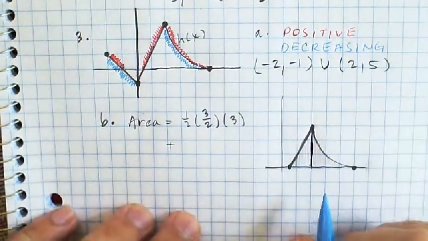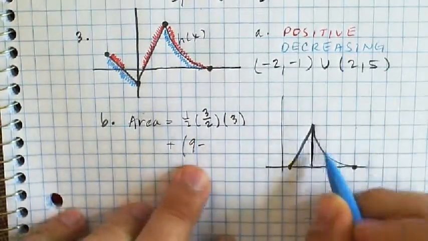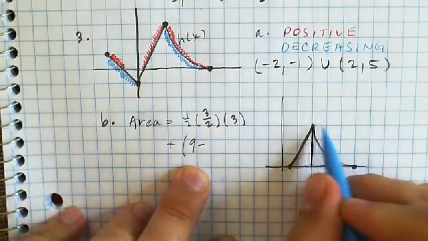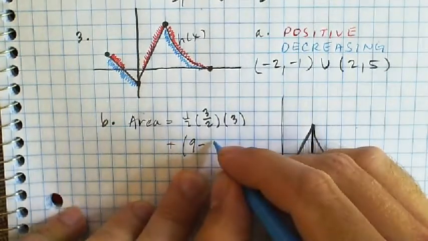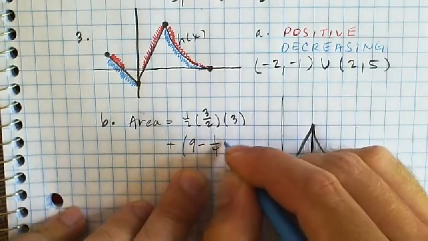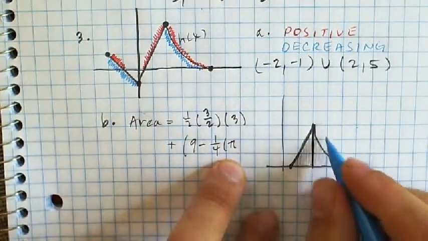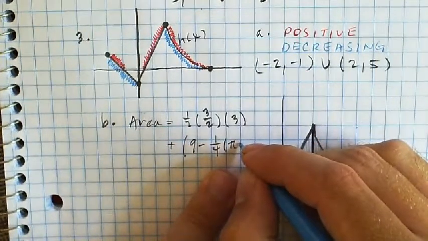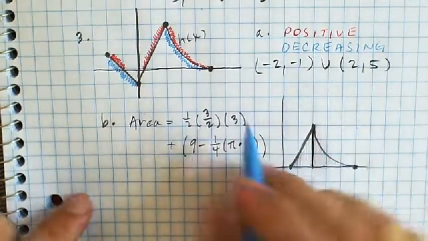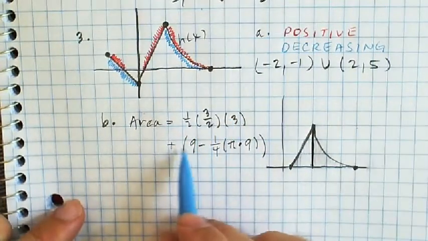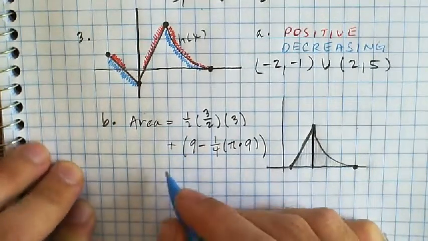All right, so plus, it's going to be 9 minus, right, the whole square of 3 by 3 is 9, minus the quarter circle. So it's a quarter of pi times r squared. Well, r is 3 in this case, so I've got 9/4 plus 9 minus 9 pi over 4. And in this class, we can just stop there.